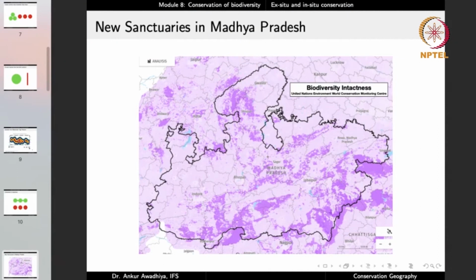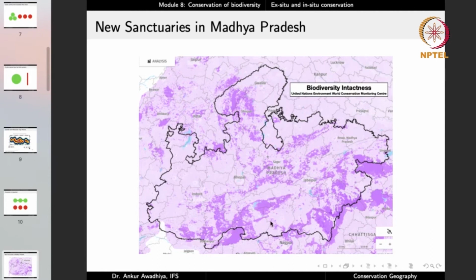So how does it work in practicality? So suppose in the state of Madhya Pradesh we need to design new sanctuaries, and the question is, where should they be located? So we can begin with things like biodiversity intactness index. Now this is an index that gives an idea about which locations currently have a substantial amount of biodiversity, and in which locations the biodiversity has already been more or less eliminated.